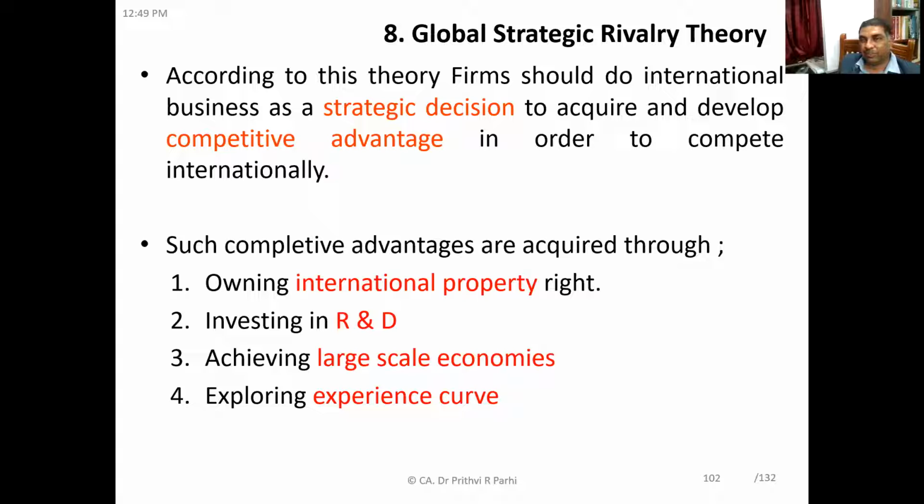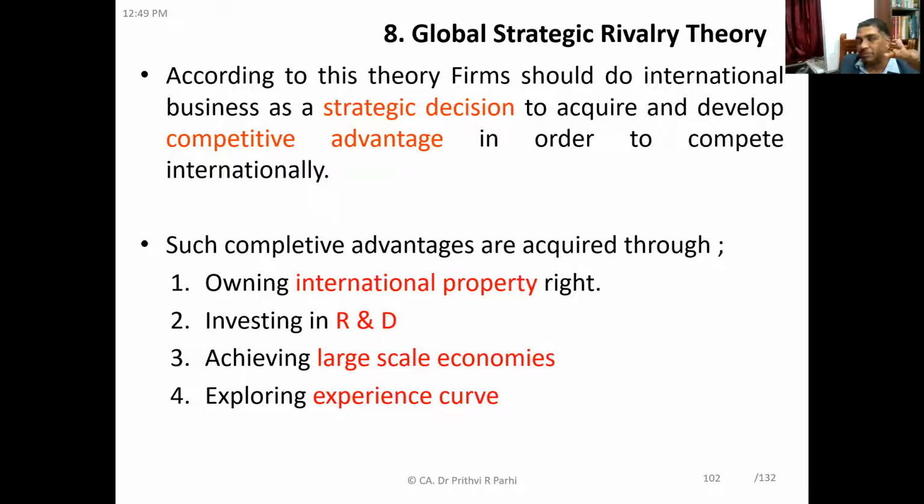Or maybe one company or firm might be investing in research and development. To do that research and development, one might have to participate in international trade. Or one more competitive advantage can be achieving large-scale economies in order to enhance the volume of production. One may participate in international trade. Or simply exploring the experience curve. They want to gain from their experience.